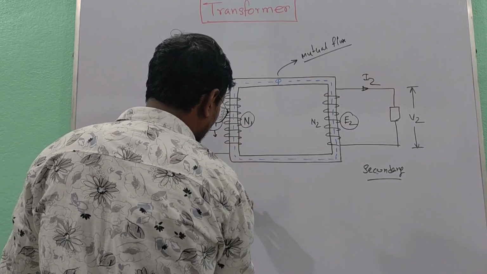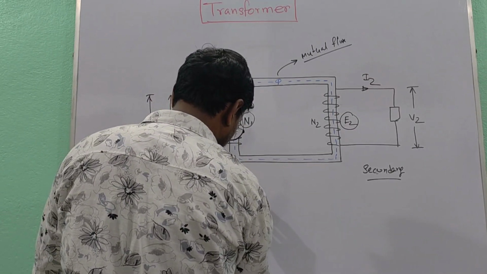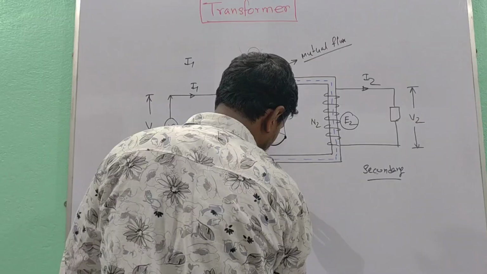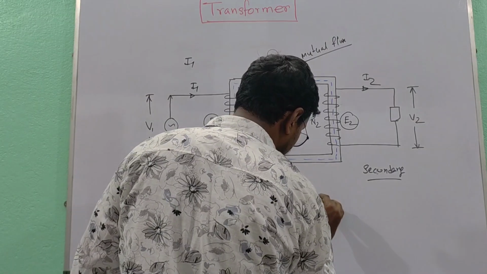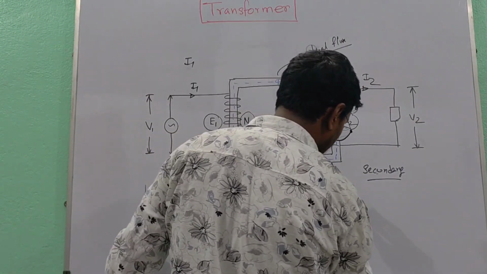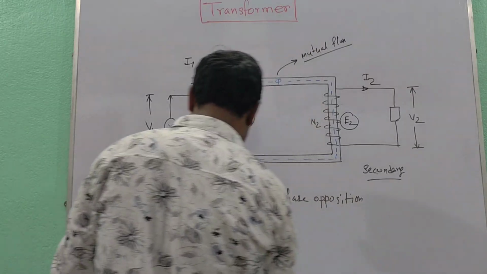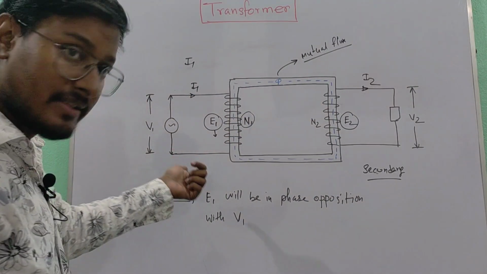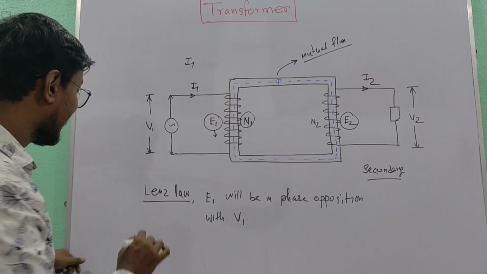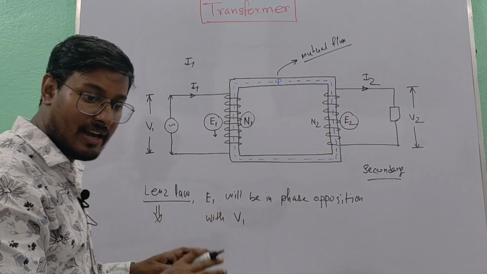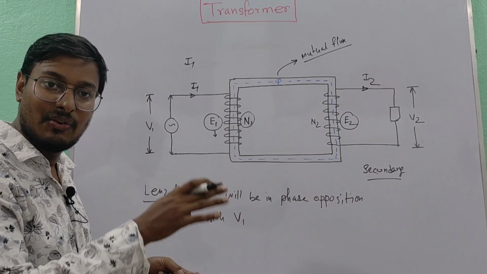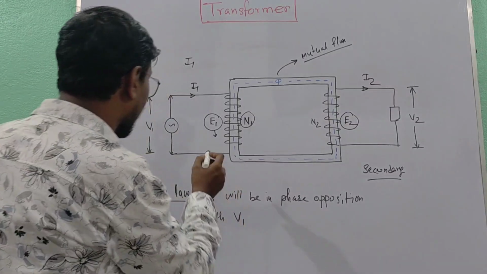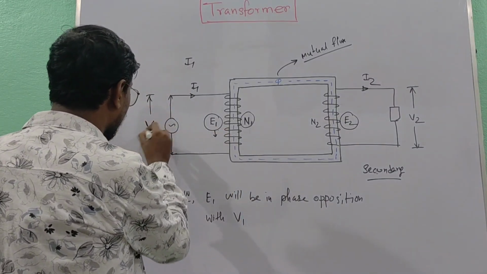this E1 will be in phase opposition with V1. क्यों ऐसा होगा? Because Lenz's law states that the direction of the induced current will be such that it will oppose the cause producing it. So here E1 is produced because of V1.